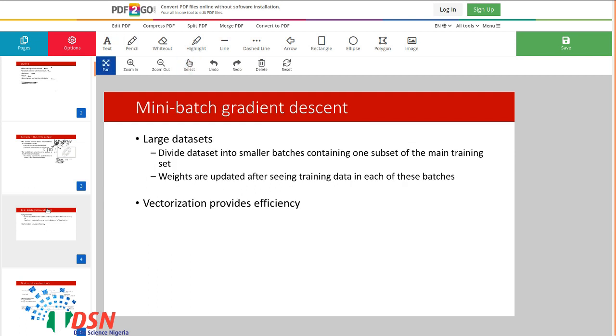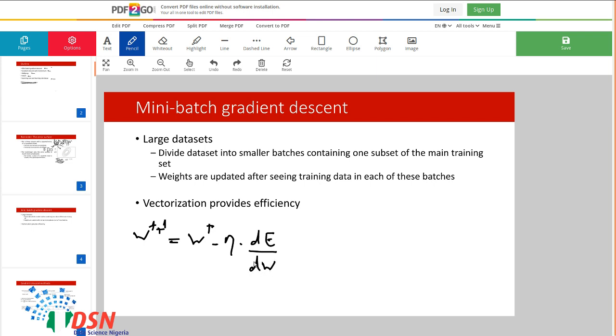Okay, let's move on. First we want to talk about mini batch gradient descent. If you remember, in backpropagation, or in general when we want to use the gradient descent algorithm, we use this formula to update the weights.